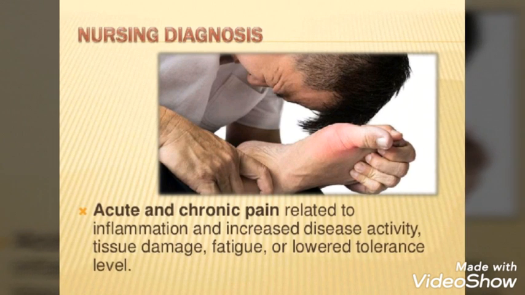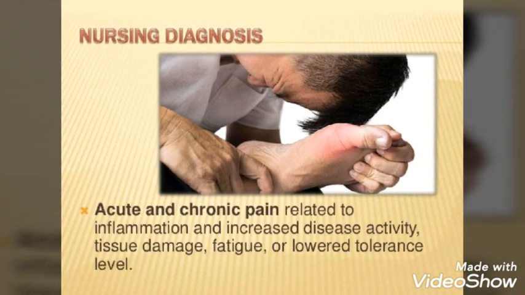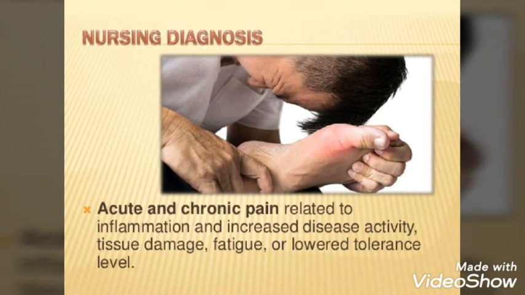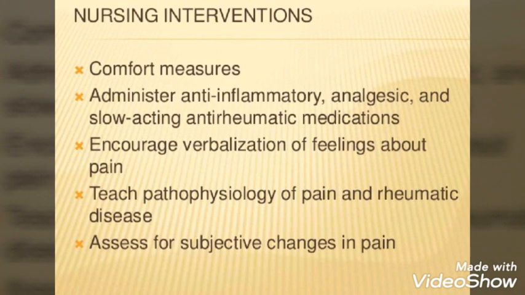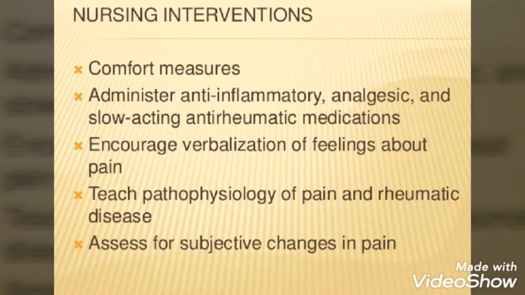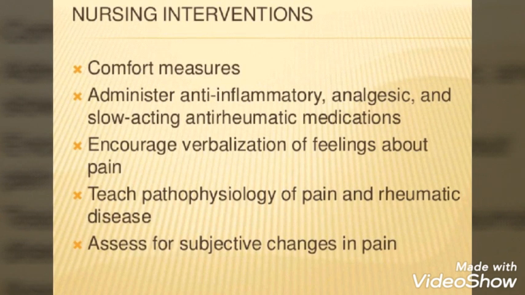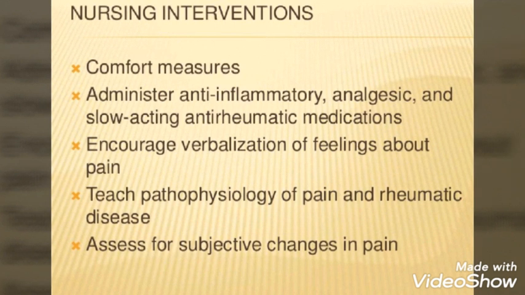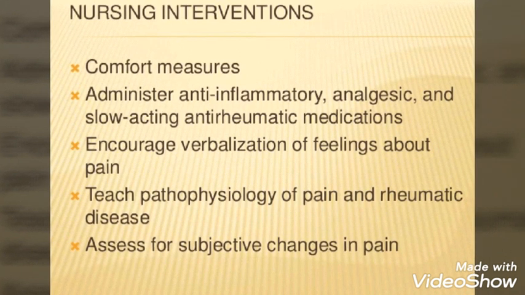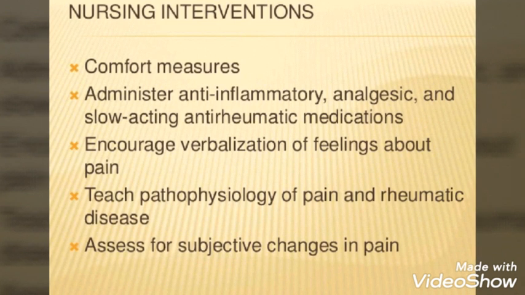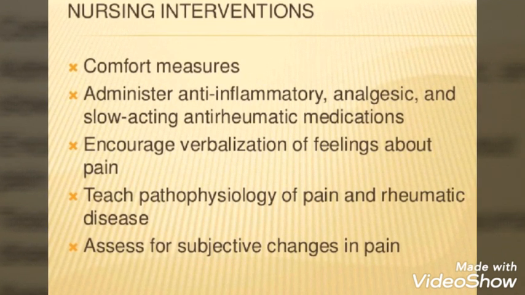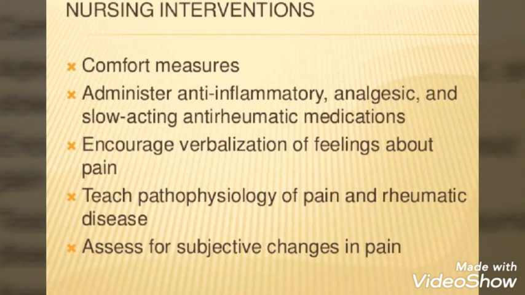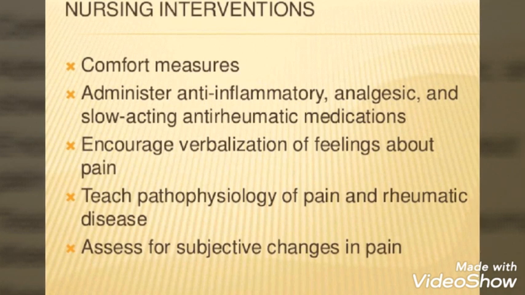So it will be acute and chronic pain related to inflammation and increased disease activity, tissue damage, fatigue, or lower tolerance level. Then for this nursing intervention will be comfort measures. You will be ensuring to have great comfort measures. Then administer anti-inflammatory analgesics and slow acting anti-rheumatic medications. Then encourage verbalization of feelings about pain. Teach pathophysiology of pain and rheumatic diseases. Assist for subjective changes in pain. So these nursing interventions you are planning, and you will be planning on the patient according to his needs.